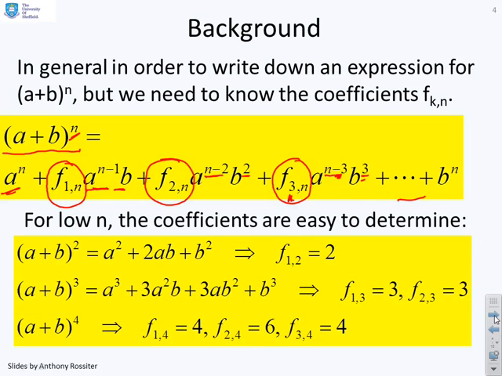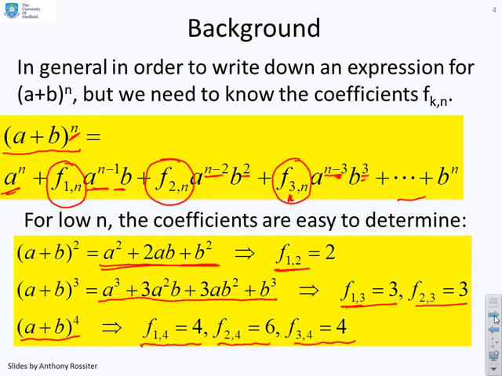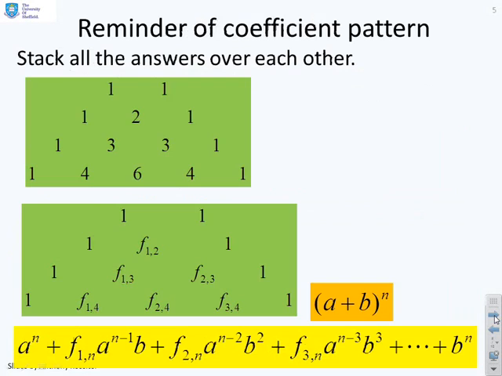Now what we showed in the previous video is that for low n, the coefficients are easy to determine. If you had (a + b)^2, that's your answer, and you can see that f12 is 2. If you had (a + b)^3, you can see that f13 is 3, f23 is 3. If you did (a + b)^4, you can easily show that f14 is 4, f24 is 6, f34 is 4. So that was the previous video.